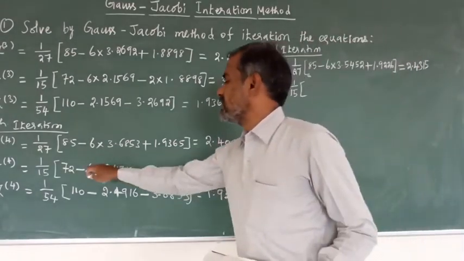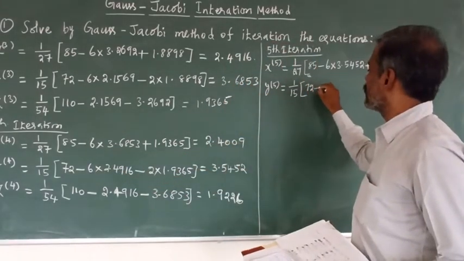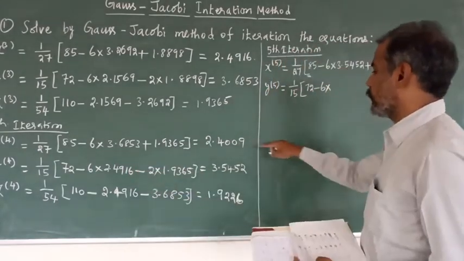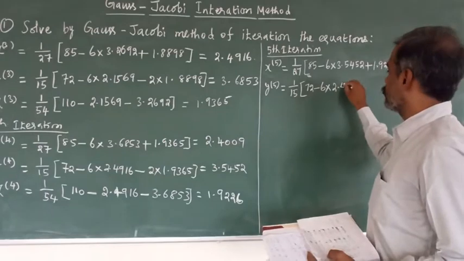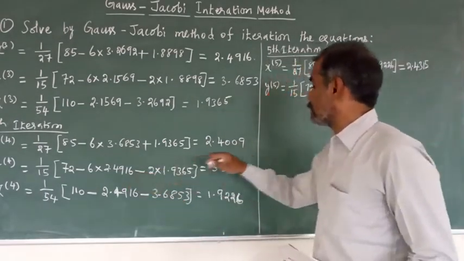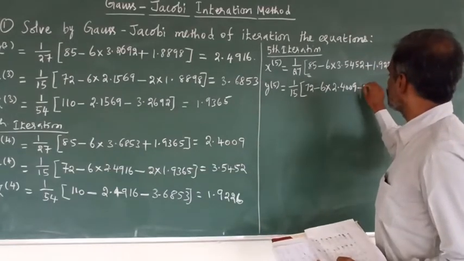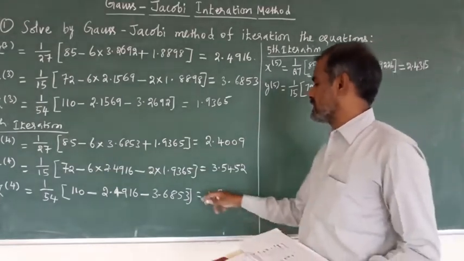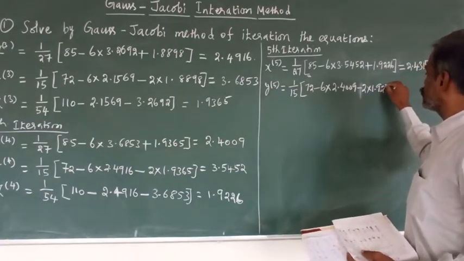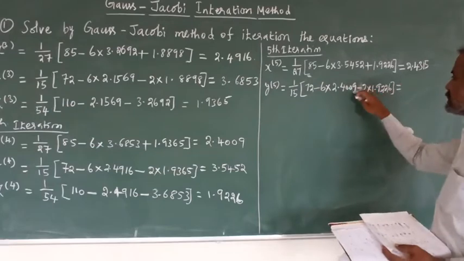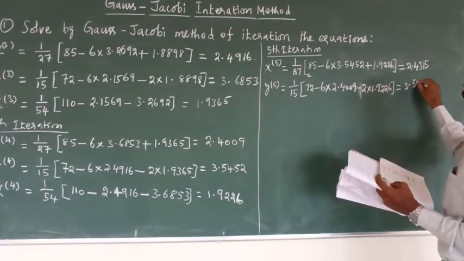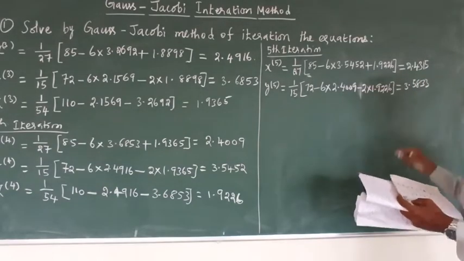Next, y5 equals 1 divided by 15 within bracket 72 minus 6 into x value 2.4009 plus here minus 2 into z value 1.9226. Now simplify and the final result is 3.5833.